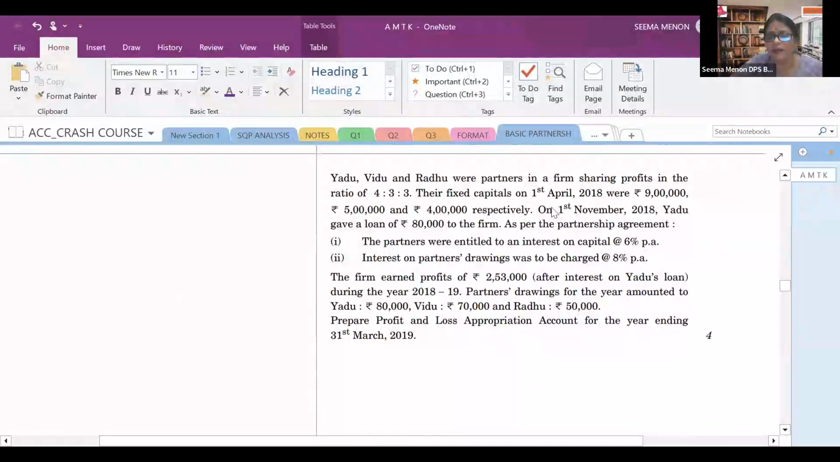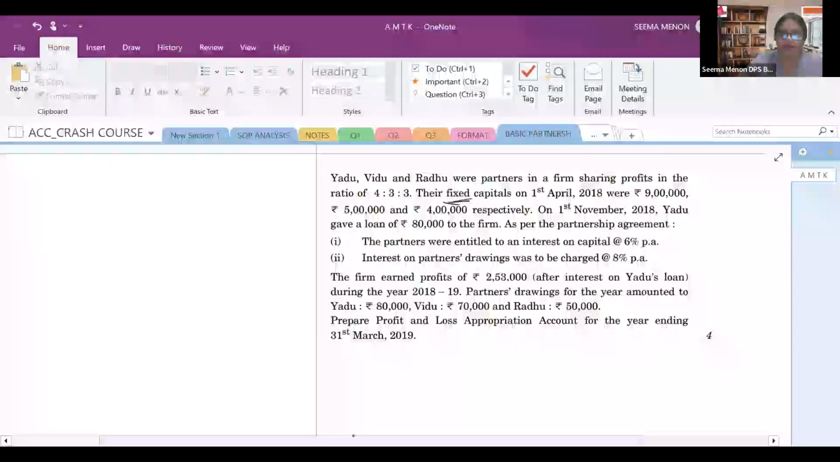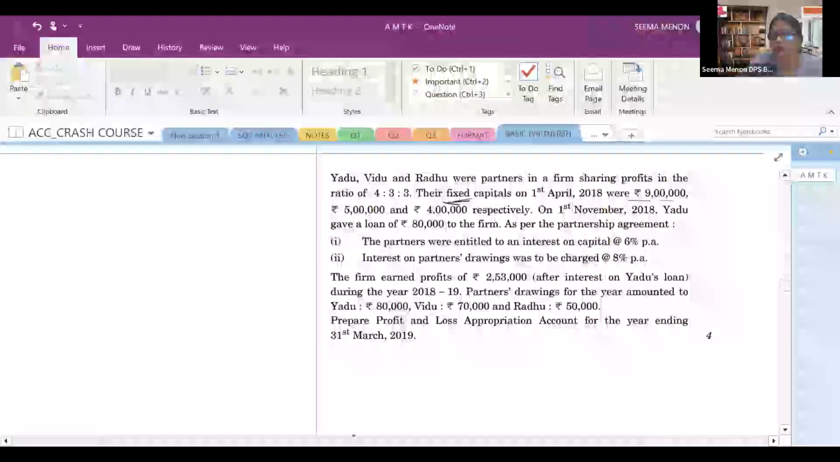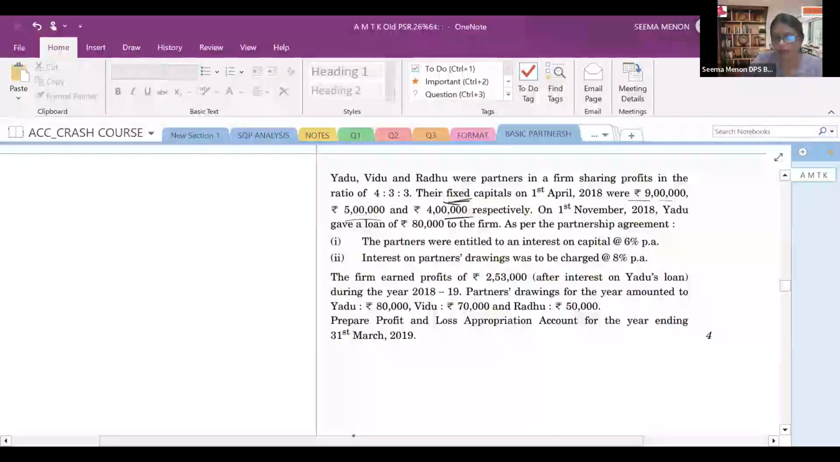Their fixed capitals. So you have to remember always, with fixed capital there will be two accounts, partners' capital account and partners' current account. So you will have to see which one they are following. If they are following fluctuating, only the partners' capital account will be there. Their fixed capital accounts on 1st April 2018 were 9 lakh, 5 lakh, 4 lakh.